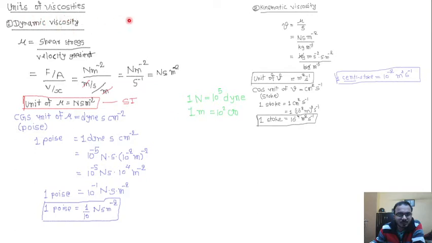And here we have discussed the units of viscosity. We have two types, dynamic viscosity and second is kinematic viscosity. The dynamic viscosity has the unit Newton second per meter square, and CGS unit is 1 poise, and the relation is given here, we have proved in the previous lecture. For kinematic viscosity, the unit is meter square per second, and its CGS unit is Stokes.